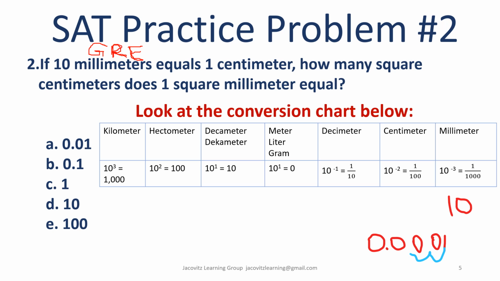So, anyway, what we want to do next is: if 10 millimeters equals 1 centimeter, how many square centimeters does 1 square millimeter equal? So they're going backwards. Your milliliters are way over here, and liters are smaller. Remember, we do liters with water. Kilometers, as people say, is what people run.